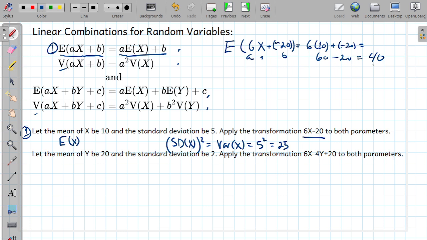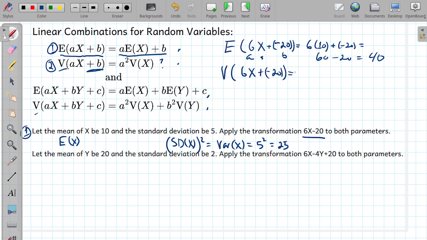Now, let's take a look at the variance. Oh, and by the way, you'll notice here with the variance formula, inside V of aX plus b, we're adding a constant. But it's not here at the end. Because with variance, we don't add or subtract constants. That's not a mistake. It's blank because we don't do it. It means don't do it. All right, moving on. Variance, 6 times x plus negative 20.